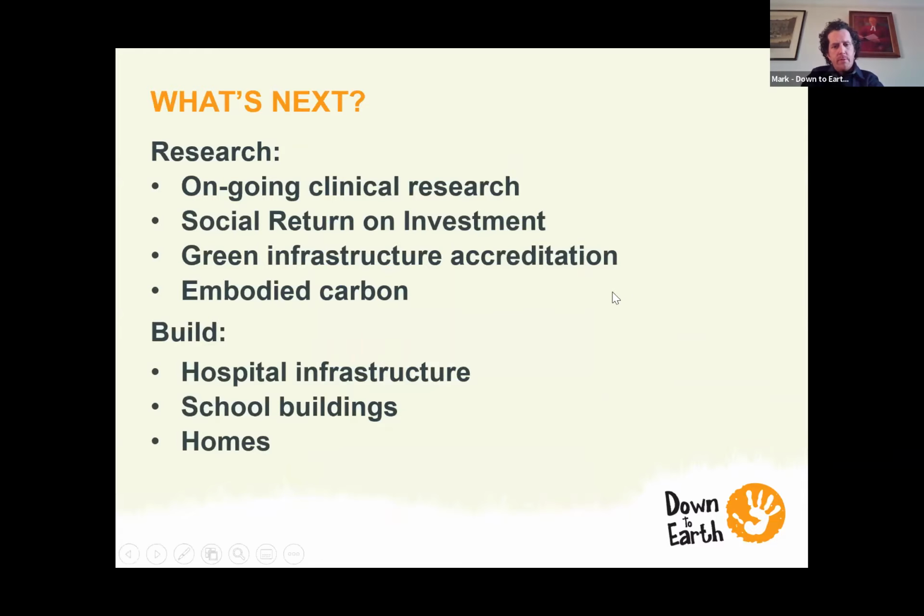So, final points on what's going on next. There is ongoing clinical research. We're looking at nature connection. Probably more importantly, we're looking at impact on NHS staff members. So this was a concept and research brief that got funded pre-pandemic, looking at how do we build resilience and reduce burnout in the NHS workforce. So those NHS staff members are also engaging in programs.